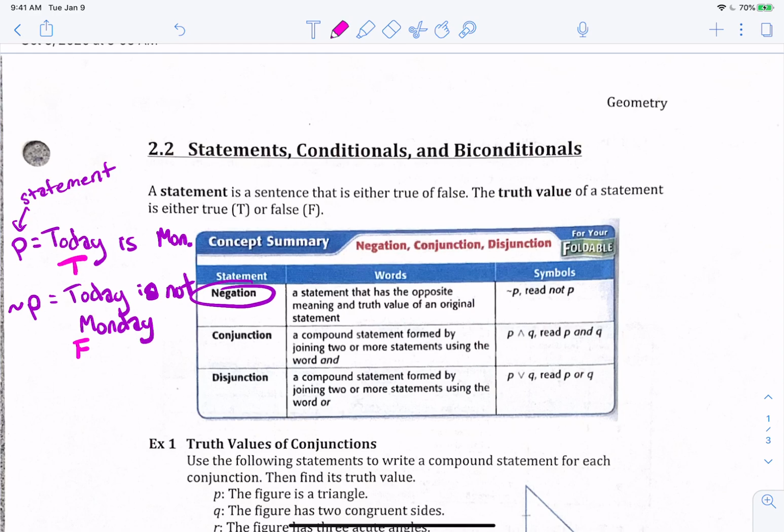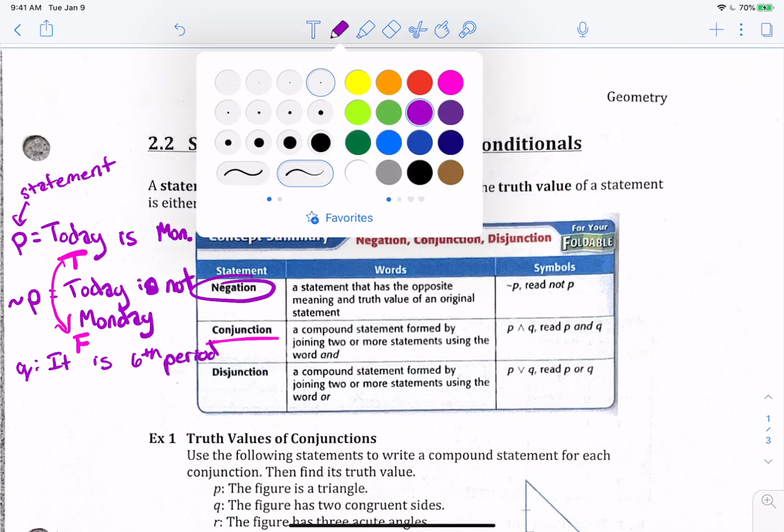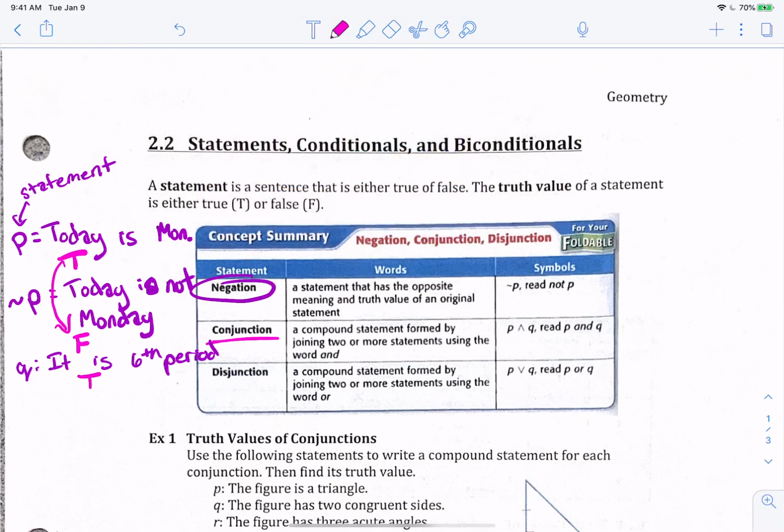So what happens when you take something and you make it negative? If it was true to start with, now it becomes false. If it was false to start with, when you negate it, it becomes true. Now the next thing is a conjunction. I'm going to introduce another statement, and we're going to call that statement Q: "It is sixth period." That's pretty true, right?